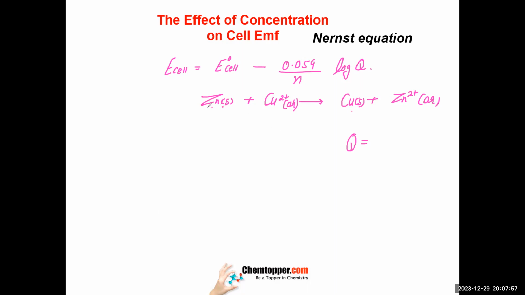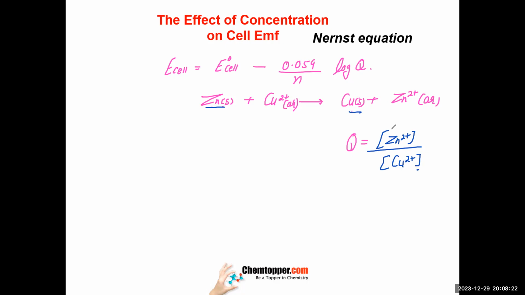Do not take this solid and this solid. Just take the concentration of the product to that of the reactant. So it is zinc 2 plus over concentration of copper 2 plus. Now let's see what type of questions will be there.